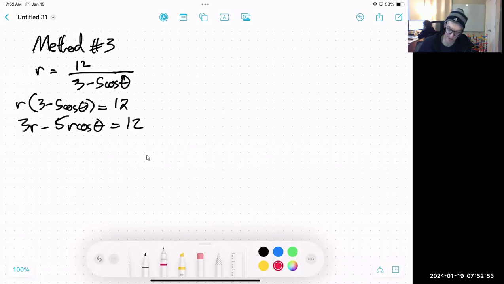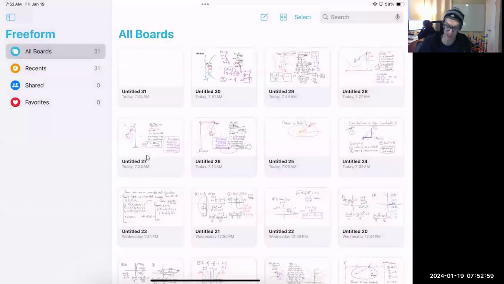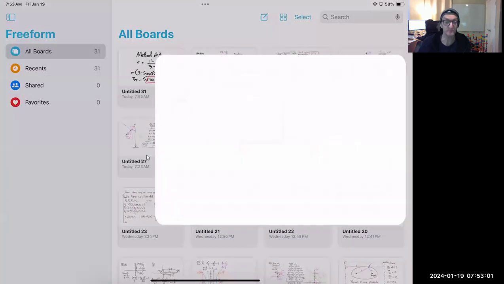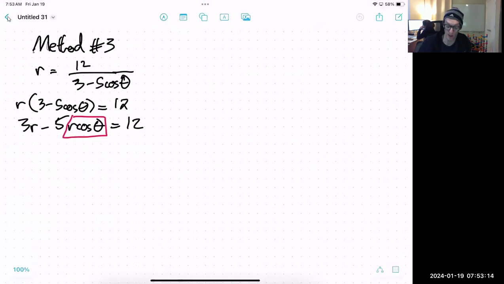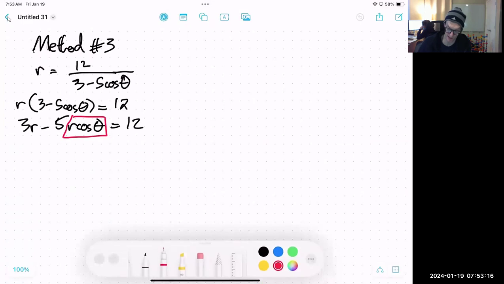And what's supposed to happen if you are experienced is an alarm bell goes off as soon as you see r cosine theta. Because, as you will recall from last year and also from the beginning of this video, there are these conversion formulas which enable you to convert a polar formula to a rectangular formula or vice versa. And so, what is r cosine theta? Answer, it's just x. So I get 3r minus 5x equals 12.